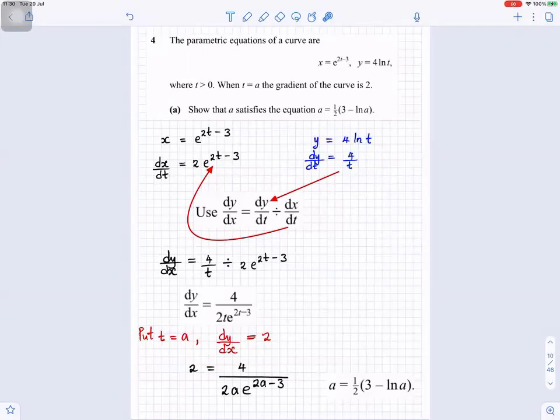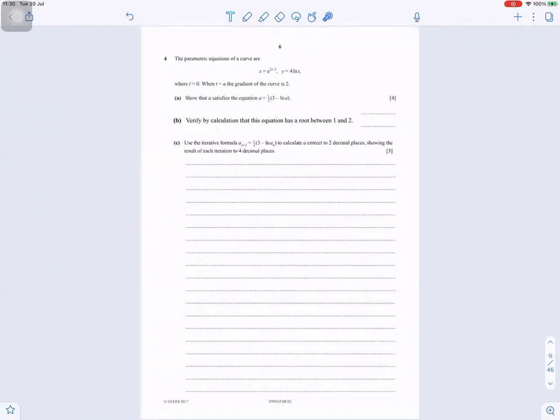Question number 4. The parametric equations of a curve are x equals e to the 2t minus 3 and y equals 4 ln t, where t is bigger than 0. When t is equal to a, the gradient of the curve is 2. Show that a satisfies the equation a is equal to half of (3 minus ln a). So this is the complete question 4. It's got parts A, B, and C.